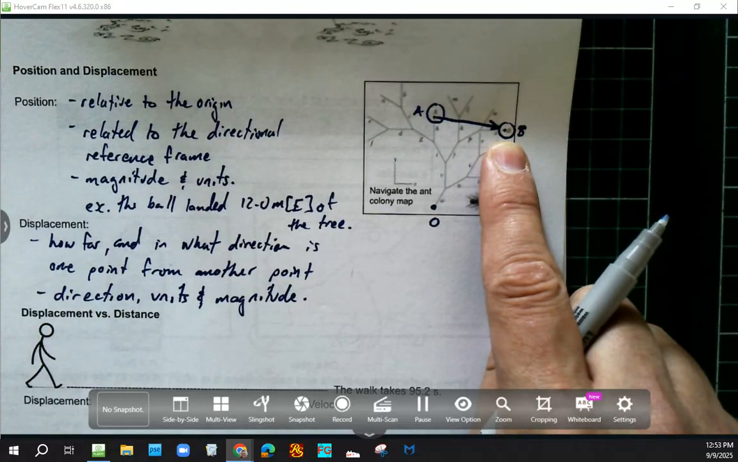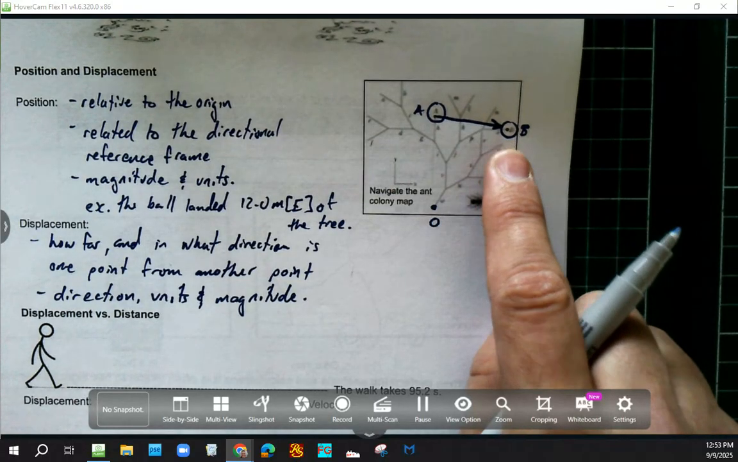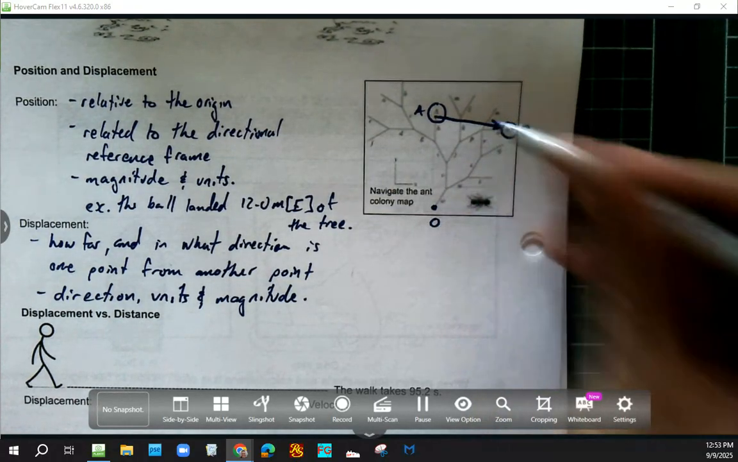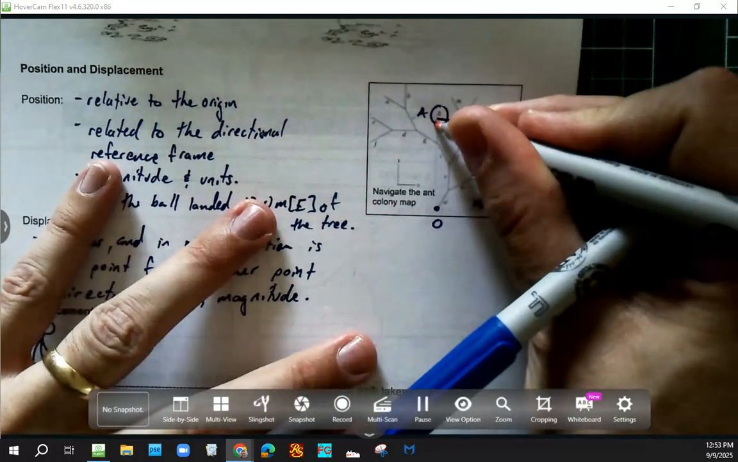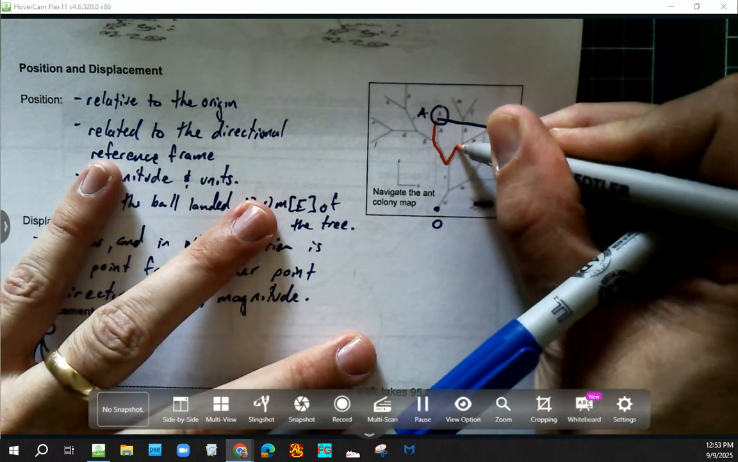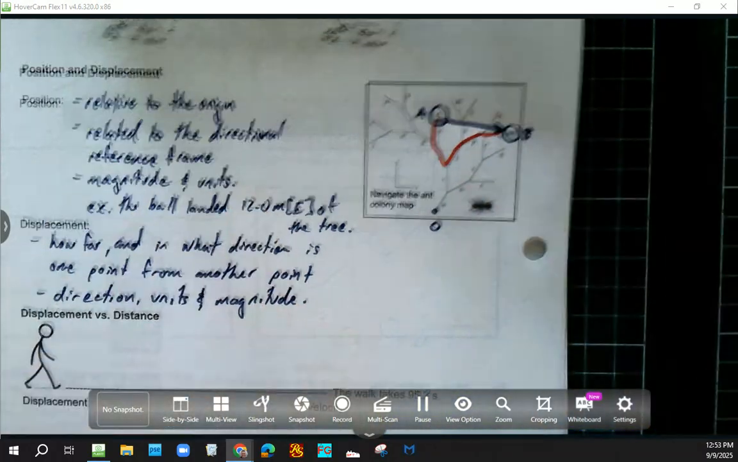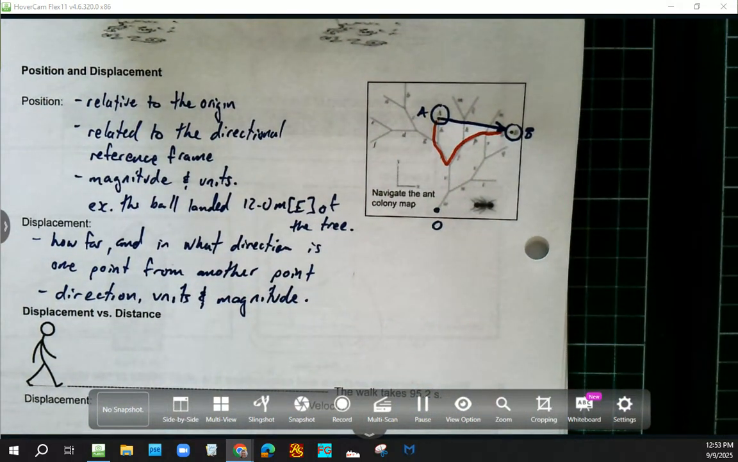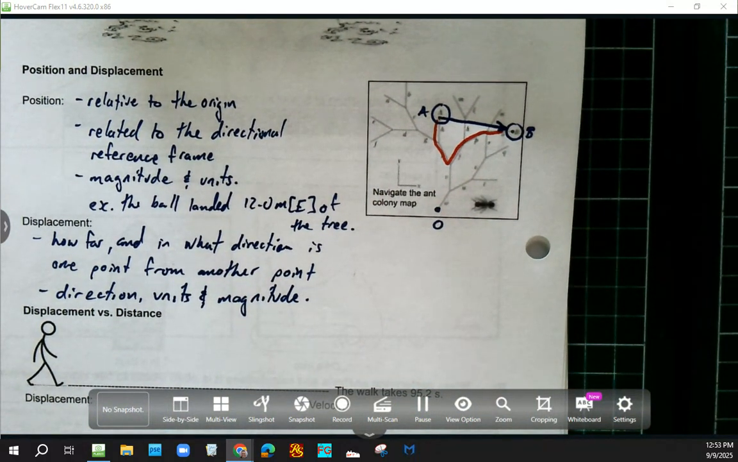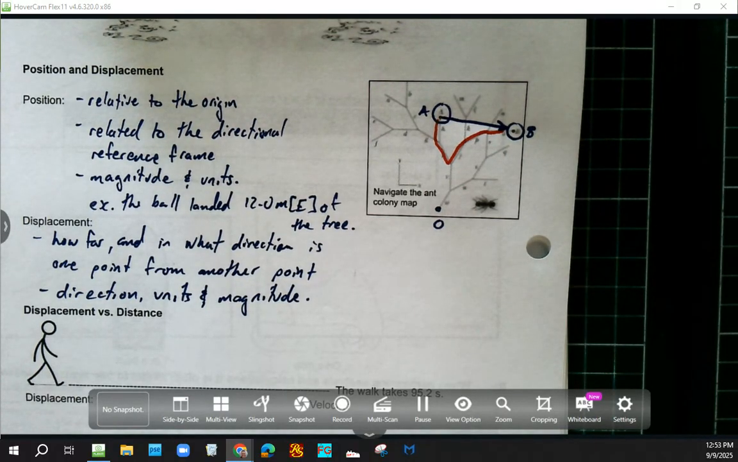Distance versus displacement. So if we're differentiating, this is displacement. I'll do it in red. This would be the path for distance for that same ant. Now, if I wanted to calculate the distance, I'd have to sit in there with a little ant-sized tape measurer and measure it out. Or maybe run a string from point A to point B and then measure how long that string was. There are some creative things we could do here, right?